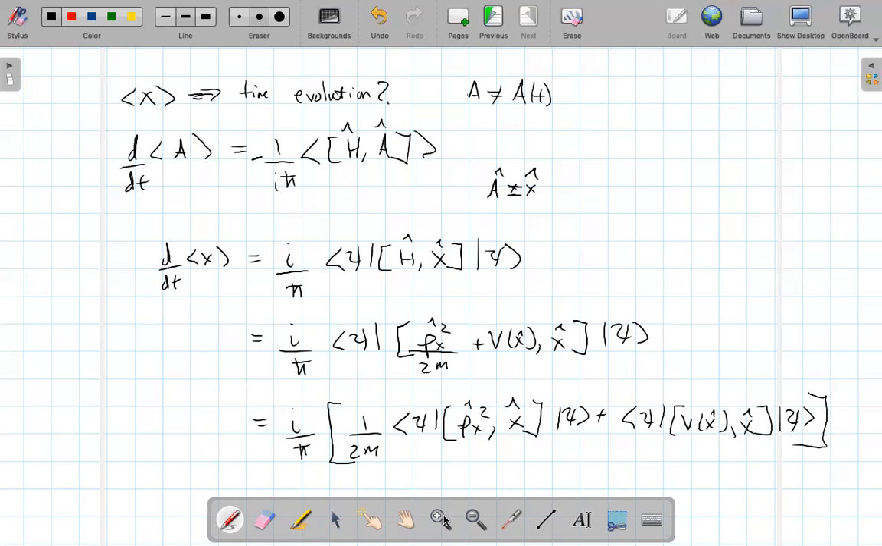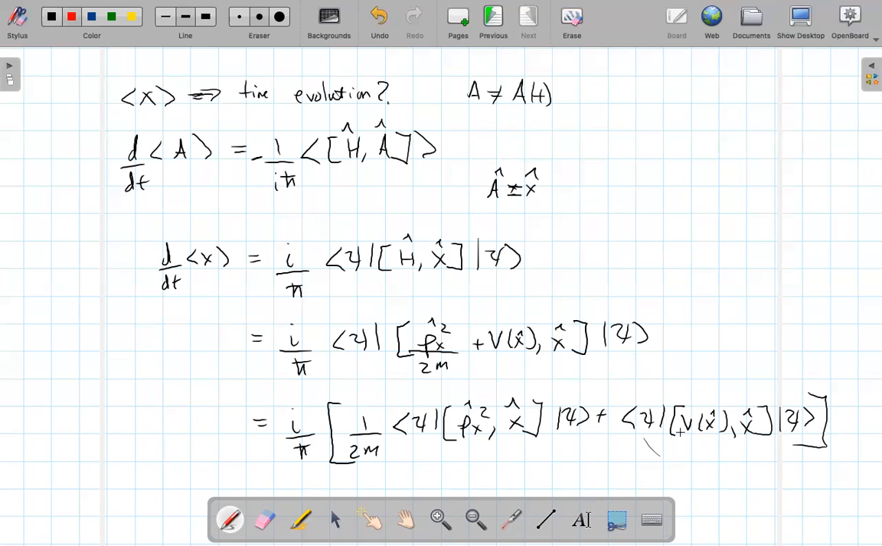Now, my first question then is, what is the commutation relation between the potential, which only depends on position, and the position operator? What should be the value of this commutation relation? Should it be 0? It's going to be 0.